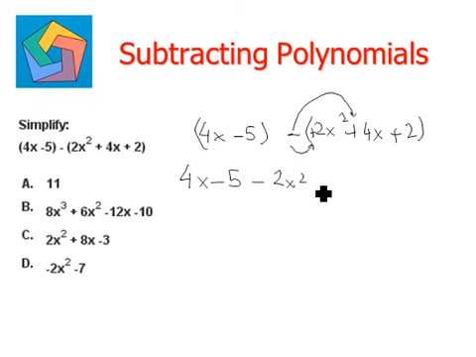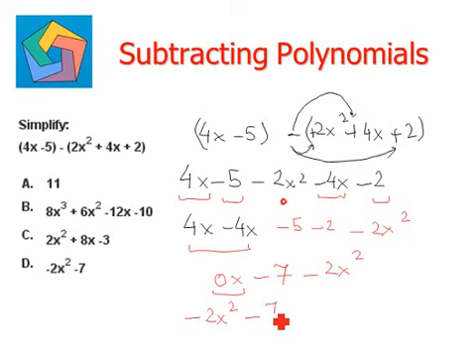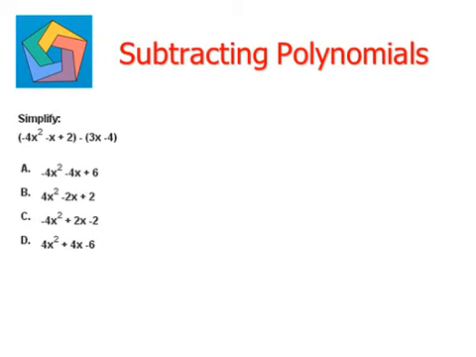Now we rearrange this polynomial with the x squared term first. Now this term becomes 0, so we don't write it, and we are left with only negative 7. So this matches option D, which is the correct answer. Let's practice one more question.